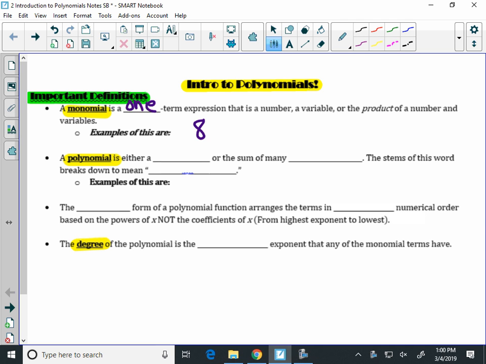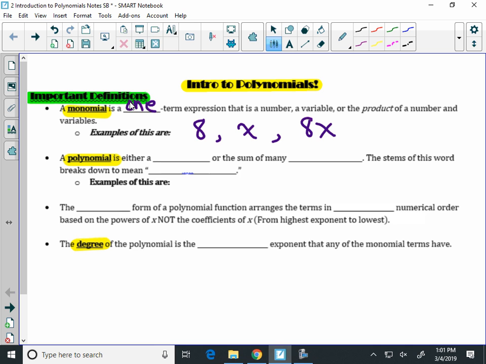It could be a variable. So give me a variable. X, okay. It could be an 8, it could be an X, or it could be a combination of the two, such as 8X, or 8B, or 12X, or 12Y, whatever. So those are all monomials.